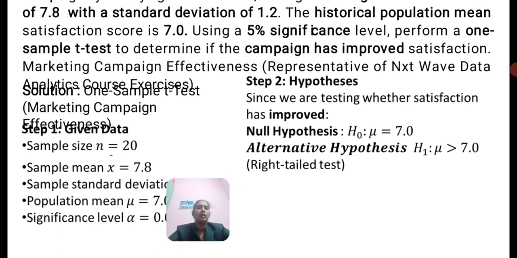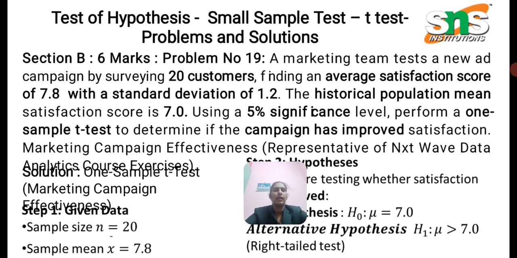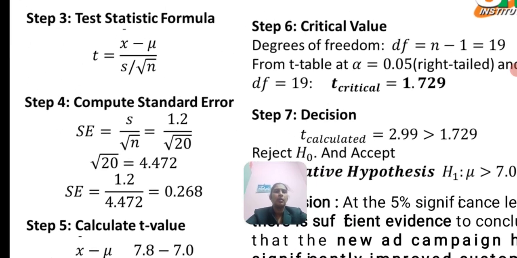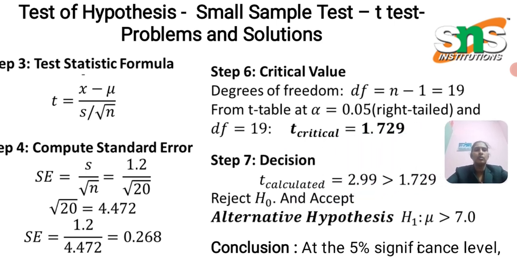another one is H1. So here also n equal to 20, x bar equal to 7.8, s equal to 1.8, mu equal to 7.0. Alpha, if you take the 5% level, is 0.05. So this problem can be calculated like this, that is t equal to x bar minus mu by s by root n, and s by root n is 1.8 by root 20. Root 20 value is 4.472, you will get 0.40.